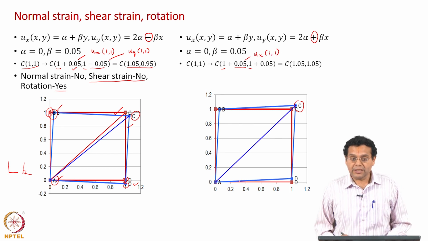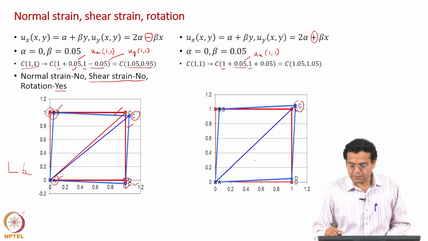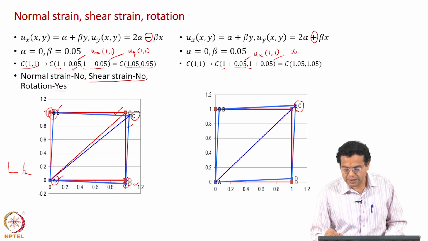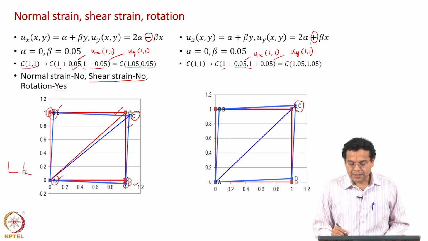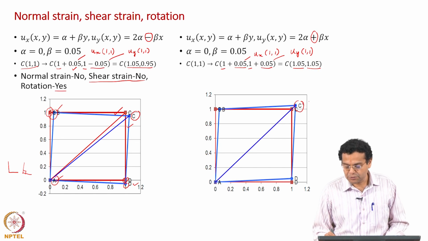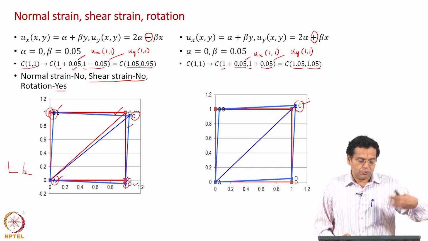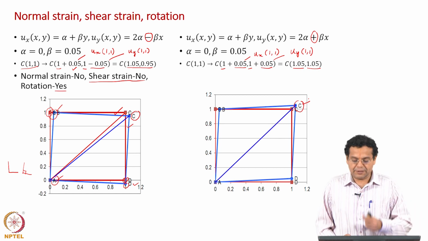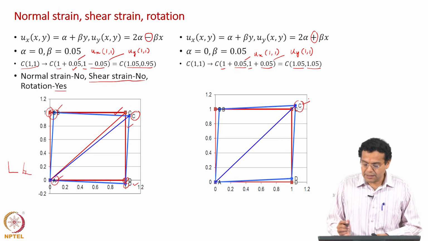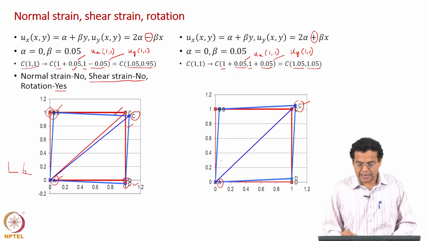Now, what is the y displacement? This is u y evaluated at 1 comma 1 and alpha 0, which is now beta plus beta, and that is why you have plus 0.05. So, now the coordinates are 1.05 and 1.05, that is what you see here. In the earlier case 1.05 and 0.95, but now 1.05 and 1.05. Similarly you can calculate for A, B and then D.